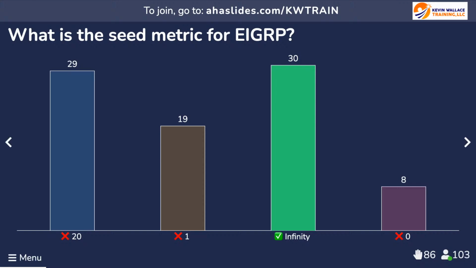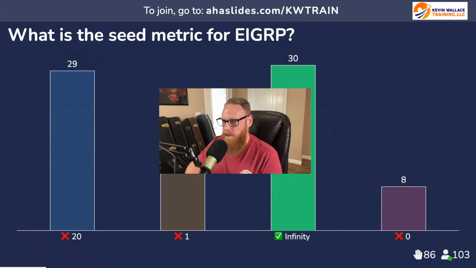So a seed metric, what is that? Well, when we redistribute a route, a seed metric is going to be assigned to a redistributed route by default if we don't configure a different metric for the route that we're redistributing. And the seed metric for OSPF is going to be 20. That's where the 20 came from. The seed metric of EIGRP and also for RIP is actually infinity.